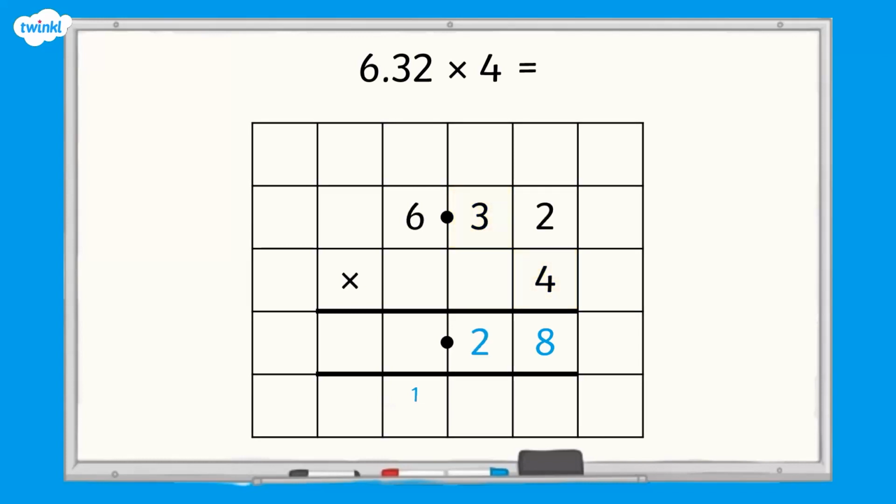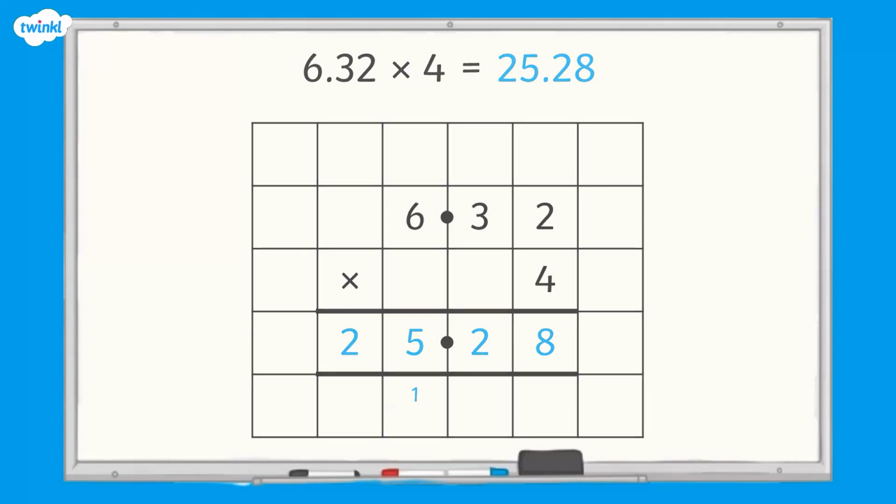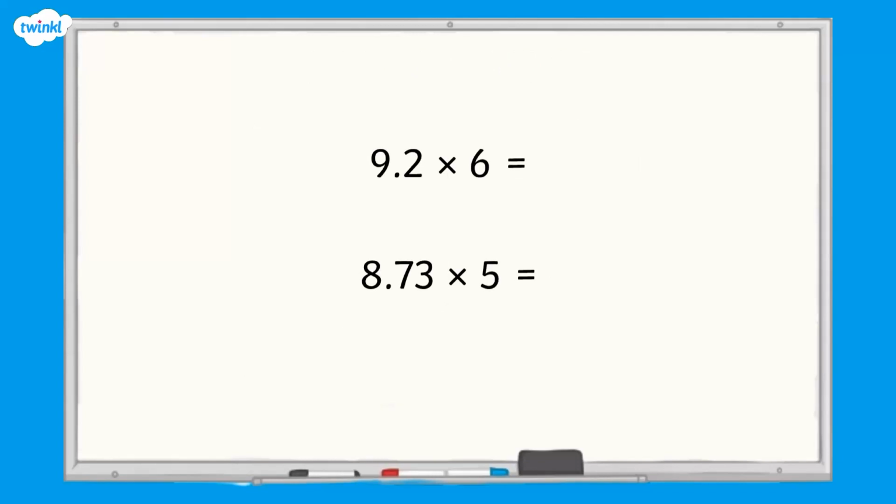Finally, we multiply the 6 ones by 4. 6 times 4 is 24, but we need to add on the 1 from our regrouping, which makes 25. So we write this in the ones and tens column. This means that 6.32 multiplied by 4 equals 25.28.